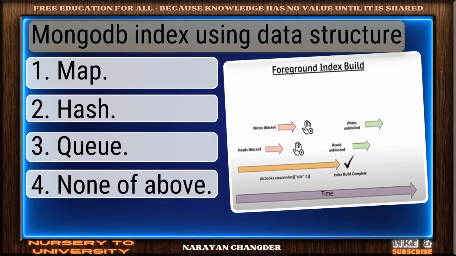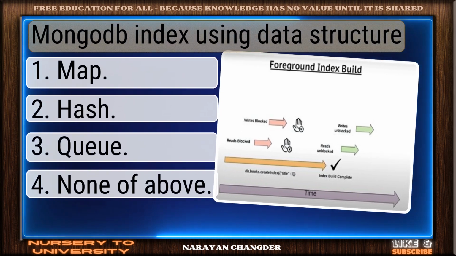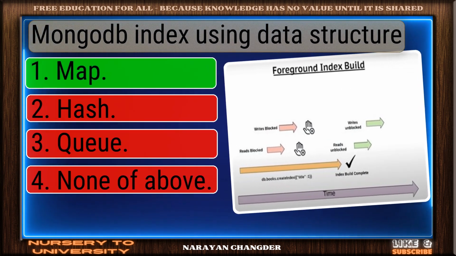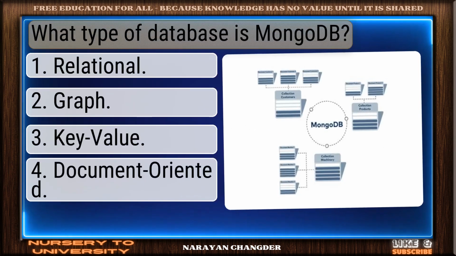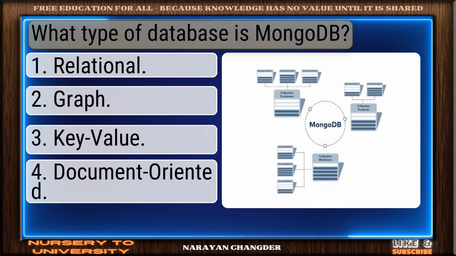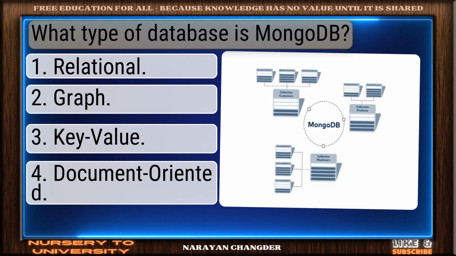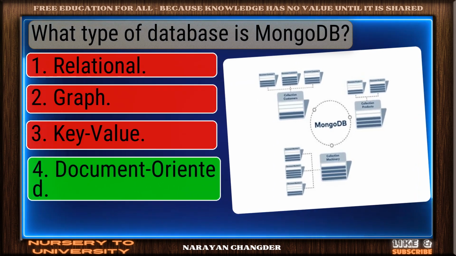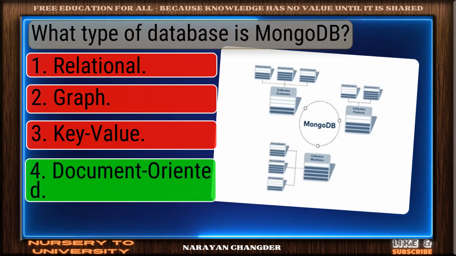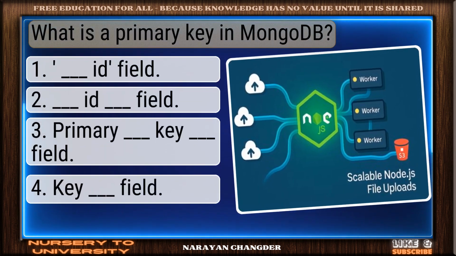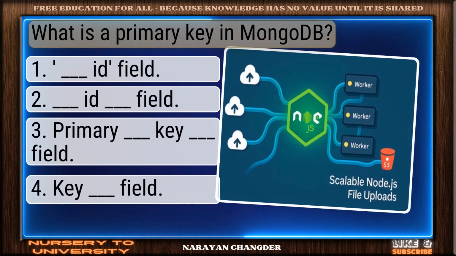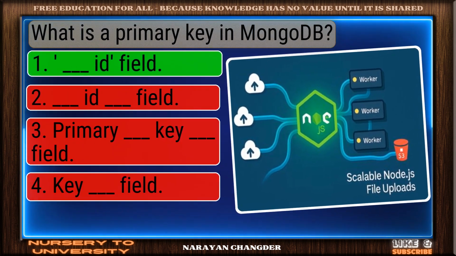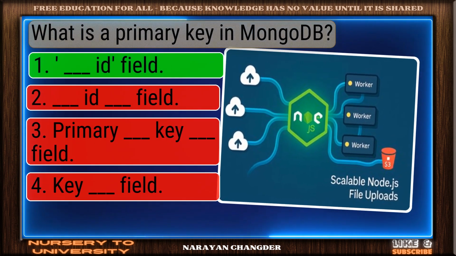Question number 56. MongoDB index using data structure. Right choice. Map is the best answer. Question number 57. What type of database is MongoDB? Smart pick. Document-oriented is the correct choice. Question number 58. What is a primary key in MongoDB? Bravo. _id field is the answer.